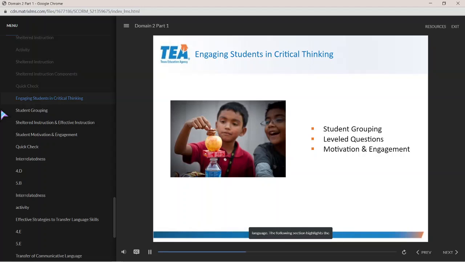The following section highlights the specific relationship between strategic student grouping and level questions that promote the level of student engagement and intrinsic motivation required for authentic critical thinking.